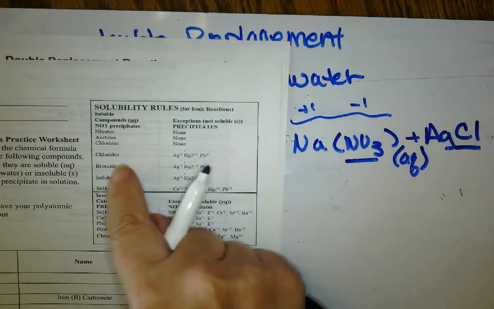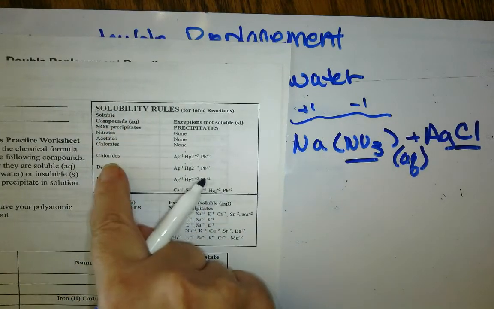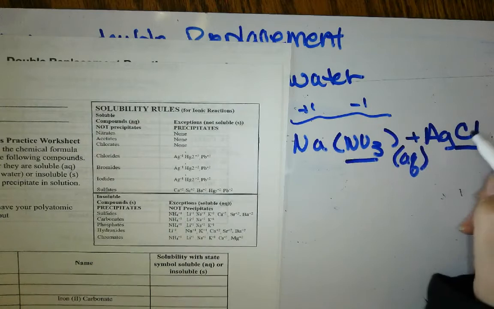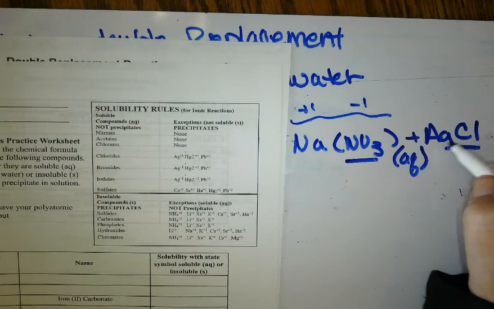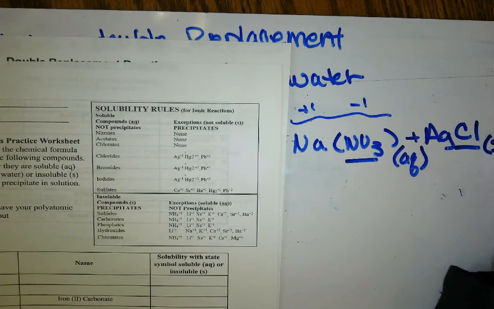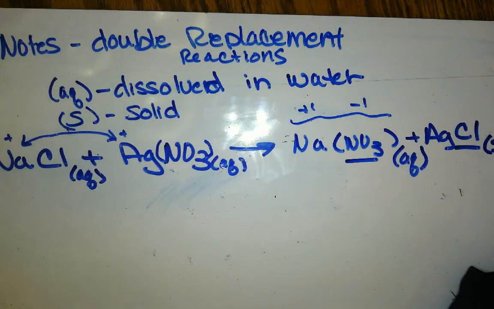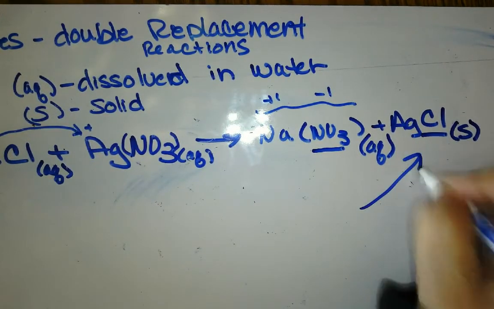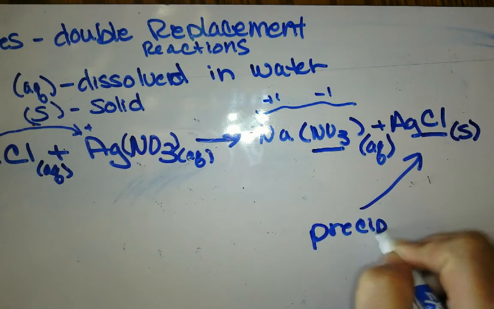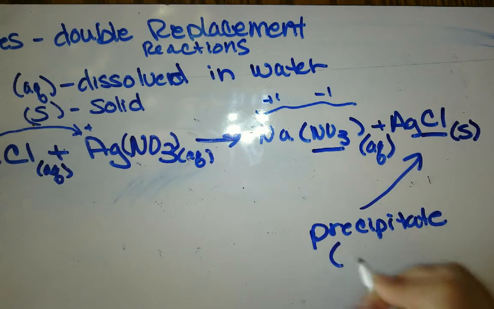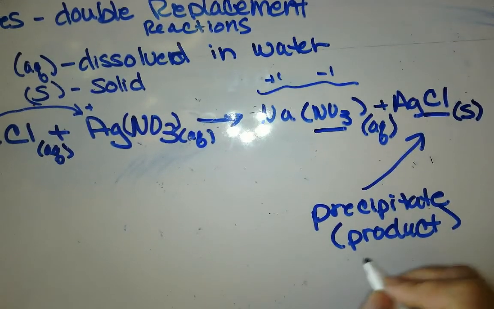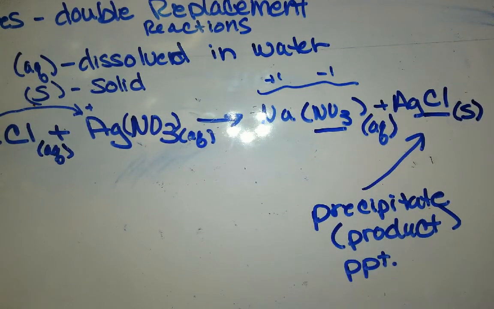Okay, and then chlorides right here, they're all in the soluble compounds as well, unless it's with silver. So chloride is normally soluble. When it's with silver, it's not. That forms a solid precipitate, and we are going to see a video about what precipitates look like. And so this is my precipitate, which is always a product. Okay, and it can be abbreviated with PPT for precipitate. Okay, so these should be in your notes.